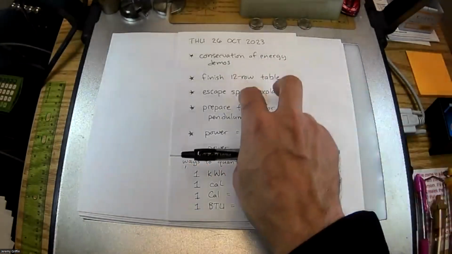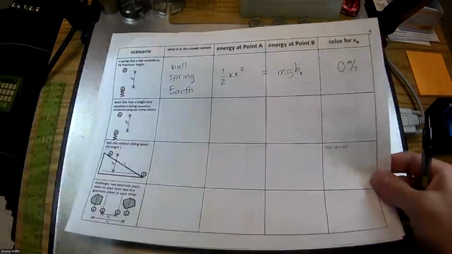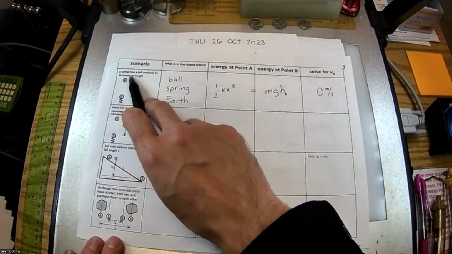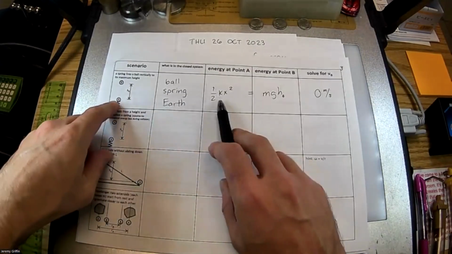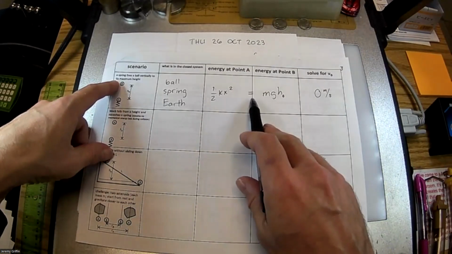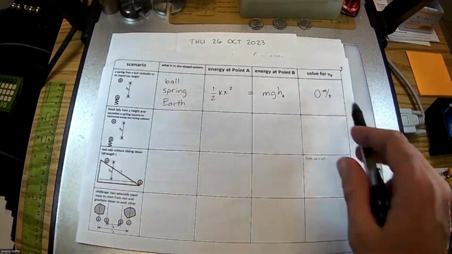All right, let's go ahead and finish this table. We got to about here yesterday. The last one we looked at was the spring firing the ball vertically into the air. We're looking at a ball, spring, Earth system. All the energy was in the spring, 1/2 kx squared. It went to some maximum height. At the maximum height, it's all in mgh, and the speed at that point was 0.